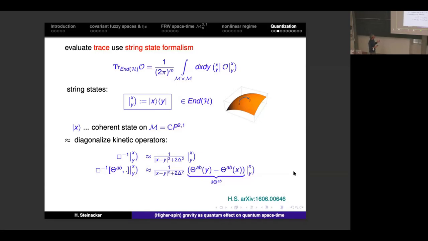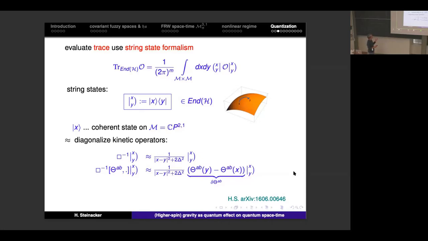Out of these coherent states, you build special functions, and these are really strings going from X to Y. So this is precisely the analog of strings. And using these strings, there is an exact formula for the trace, which is like that. That's the analog of the coherent state representation of a trace in quantum mechanics. But this is a level a little bit higher because here you have to integrate over the endomorphism algebra. This is an exact formula.